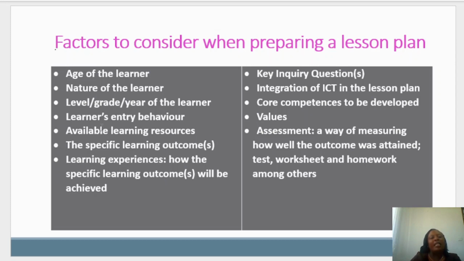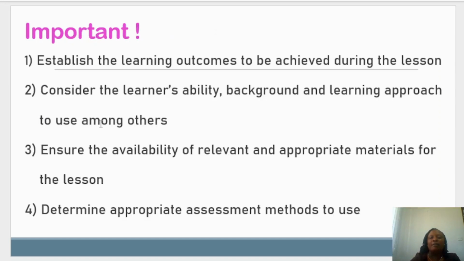Then we have got the learning experiences, how the specific learning outcomes will be achieved. Then you have also to consider the key inquiry questions. Remember, we said earlier, the key inquiry questions should be open-ended, not closed-ended. Then the integration of ICT. Remember, we said this is very key. The core competencies to be developed and the values to be developed, then the assessment. That is the way of measuring how well the outcome was attained, test or worksheet or homework, among others.